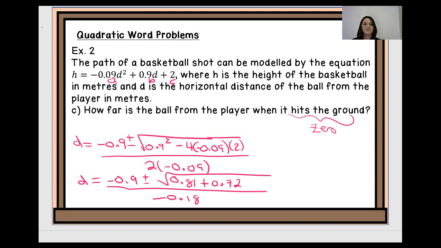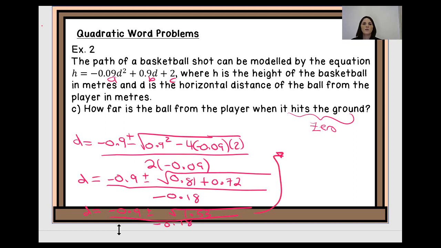Okay, finally, let's simplify underneath the square root. So negative 0.9 plus or minus the square root of 1.53, all over negative 0.18.